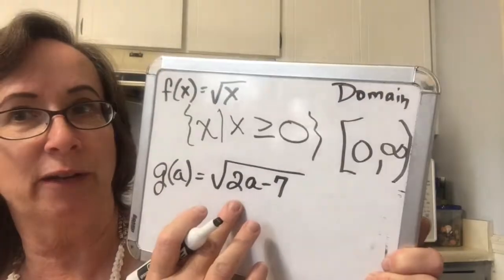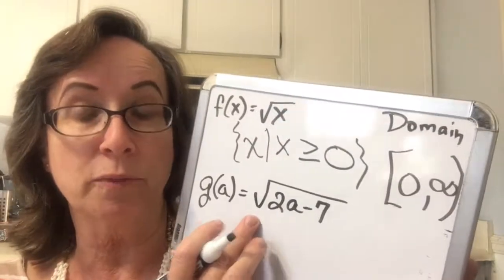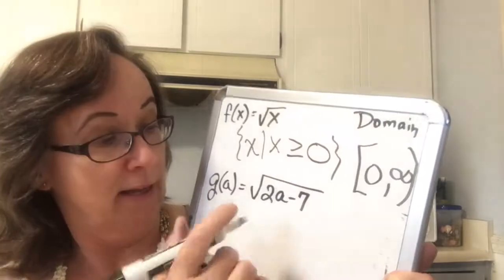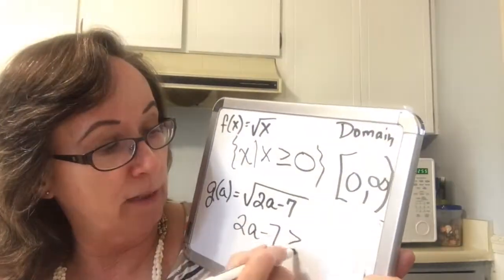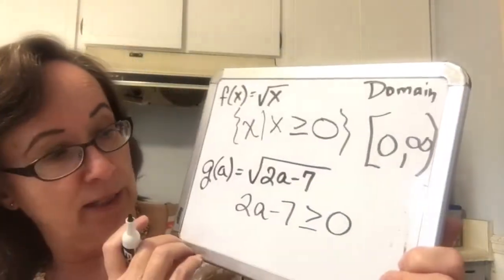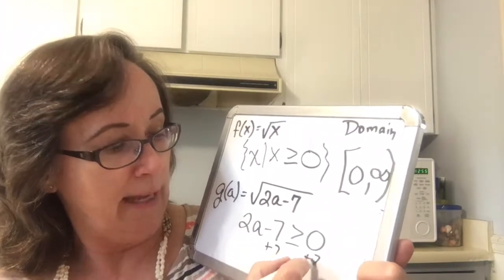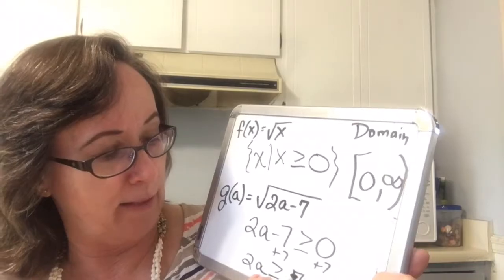This one is a little trickier, but I'm still going to work it the same way. It is a square root, which is an even root, which means I can't have a negative underneath the radical. So I'm going to set 2a minus 7 greater than or equal to 0. When I do that, I will add a 7 to both sides. So add a 7, and I get 2a greater than or equal to 7.